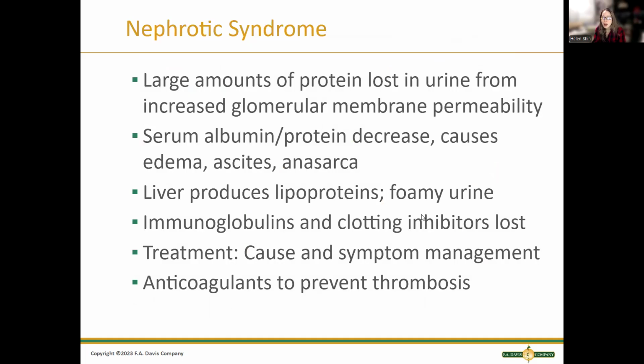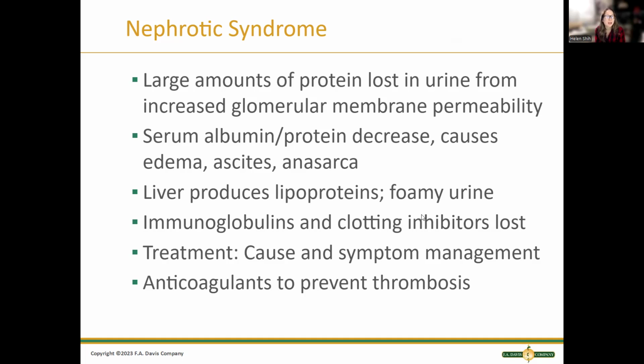Now, moving on from diabetic nephropathy, you can have a disease known as nephrotic syndrome. This disease happens when a large amount of protein is lost in the urine from increased glomerular membrane permeability, meaning the glomerular membrane has become more leaky, allowing plasma protein to escape the blood vessels and go into the nephrons and then get collected in the urine.